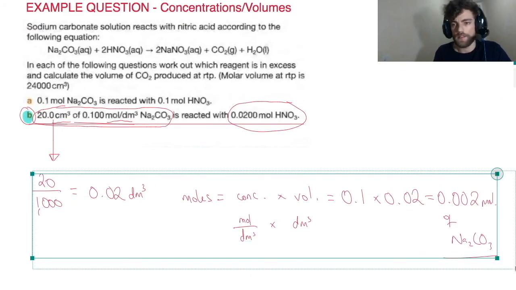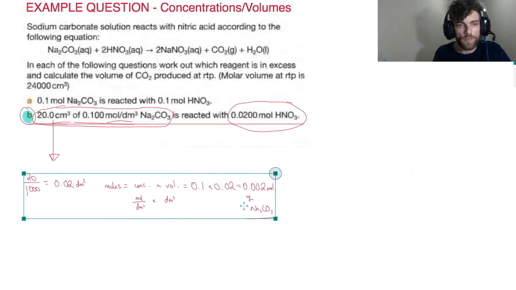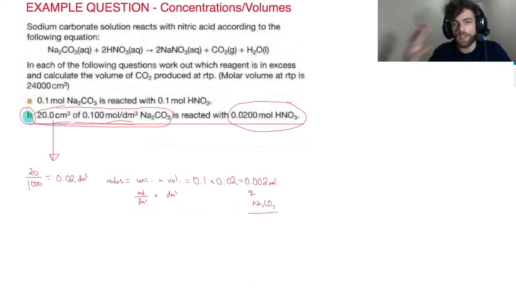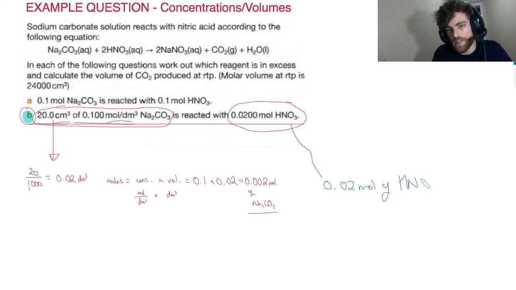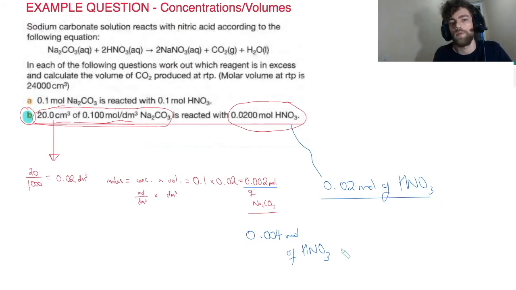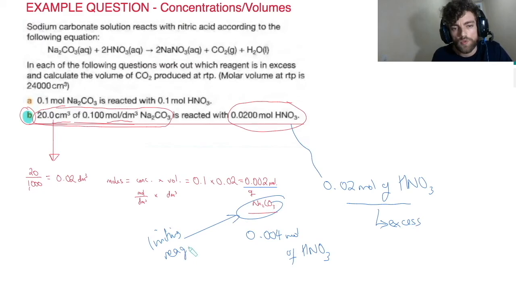And so now I can shrink that down and compare that with the amount of moles that I have for nitric acid. So I have 0.02 moles of nitric acid. We can apply the same method that we applied last time. In an ideal world, 0.002 mole of sodium carbonate should be reacting with twice as much nitric acid, i.e. 0.004 mole of nitric acid. We can quite clearly see here there is a lot more than 0.004 moles of it, and therefore this is in excess, and this was my limiting reagent.